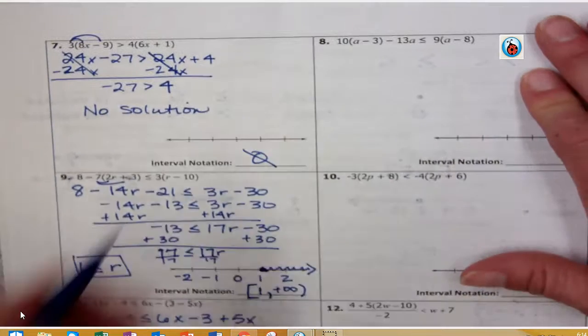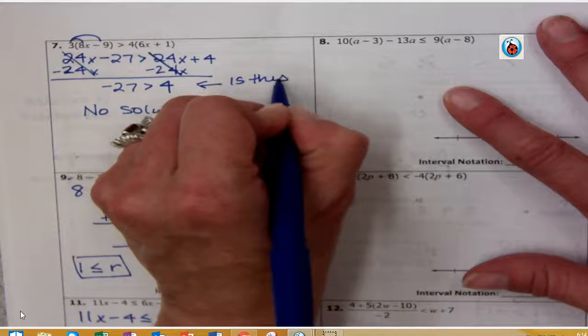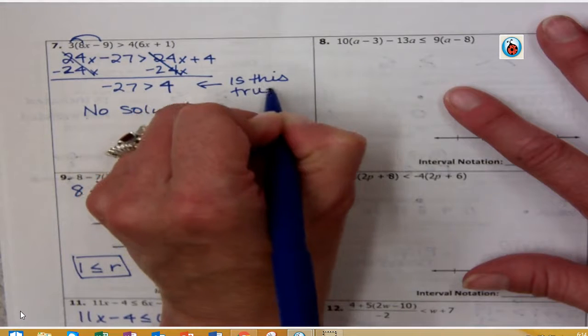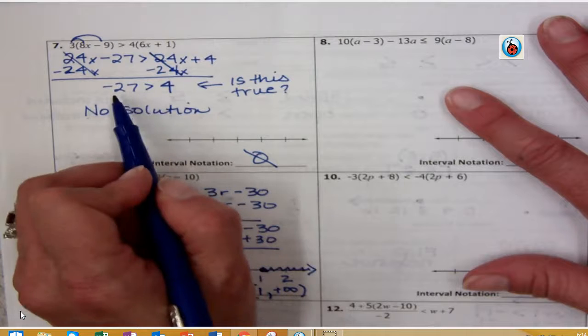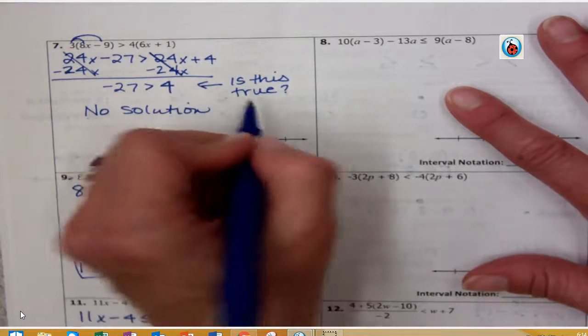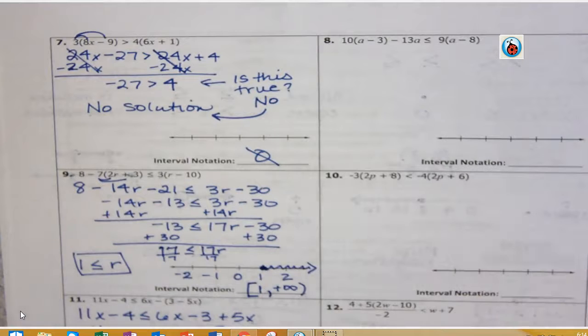So back up here at no solution, we should have asked ourselves, is this true? Is negative 27 greater than 4? And the answer is no. So that means no solution.